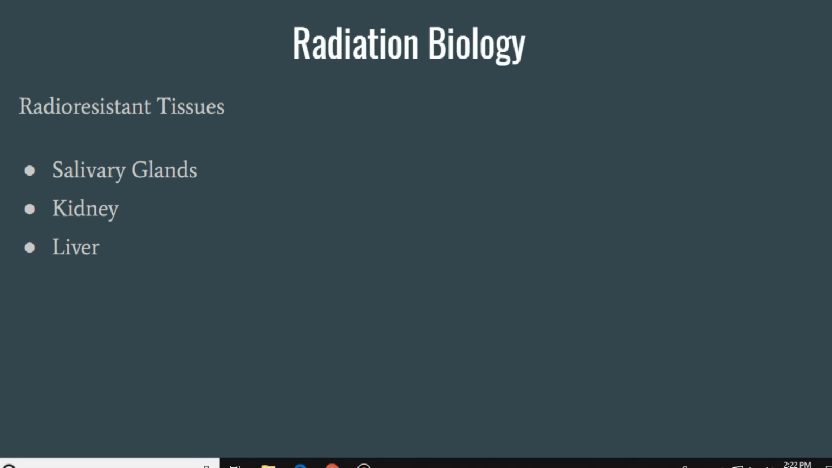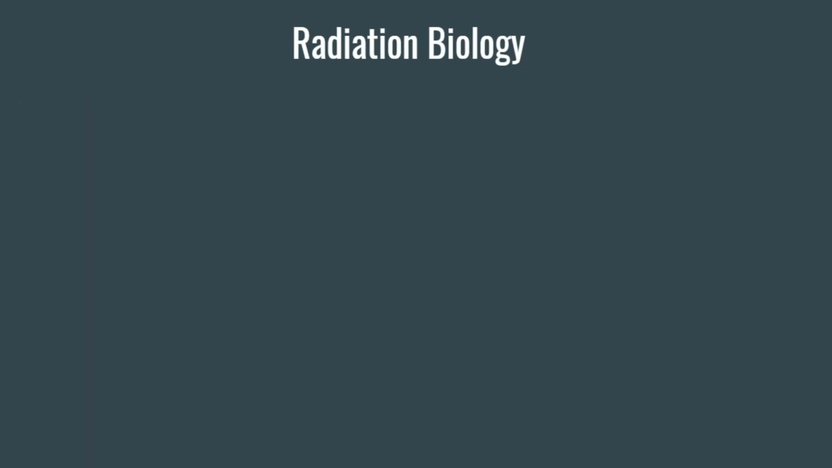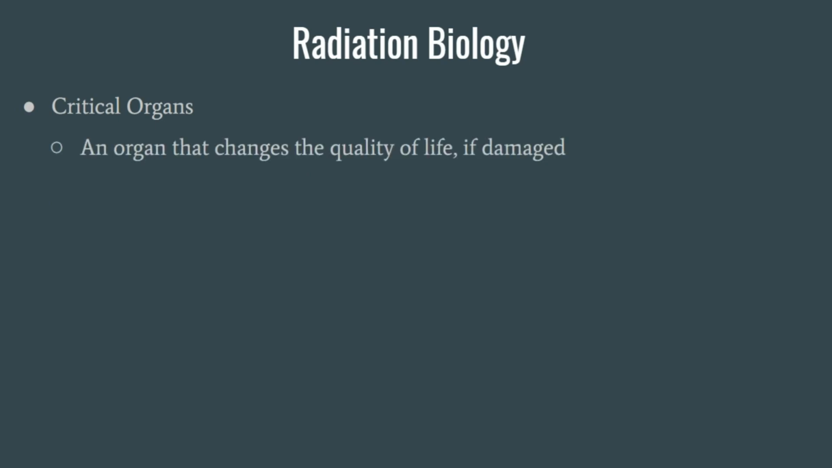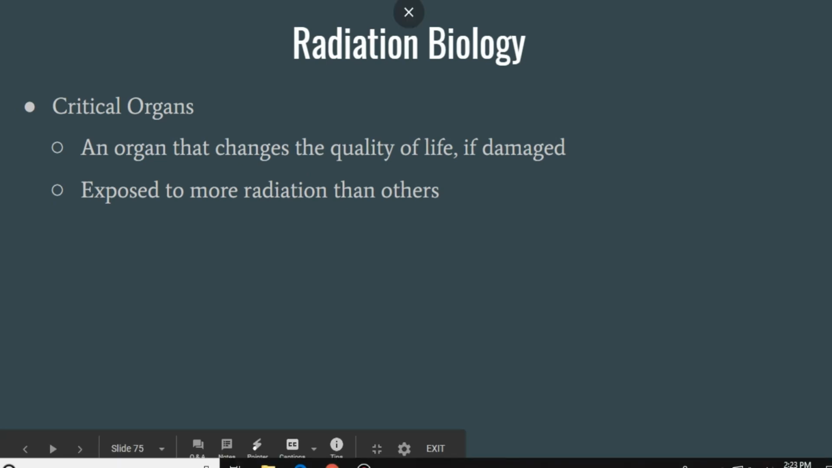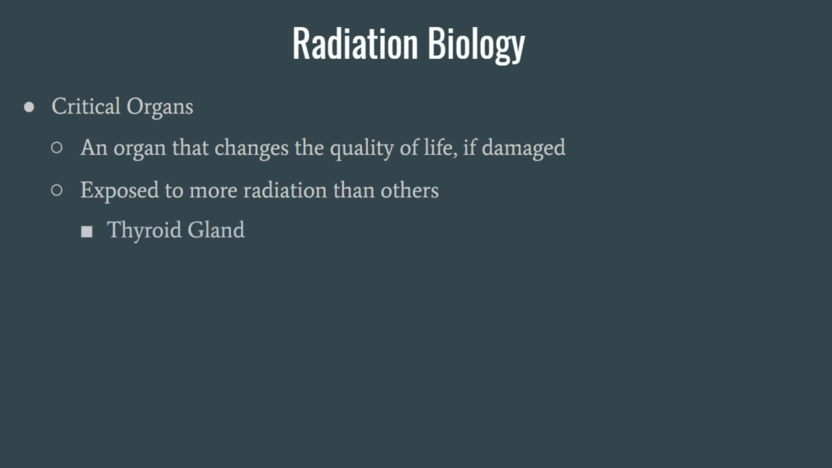Now, there are certain organs that, if damaged, will totally deplete our quality of life. Those are known as critical organs, an organ that changes the quality of life if damaged. These are very, very important, and they are oftentimes exposed more to radiation than others. Some of those organs are going to be the thyroid gland, your bone marrow, skin, and the lens of the eye.